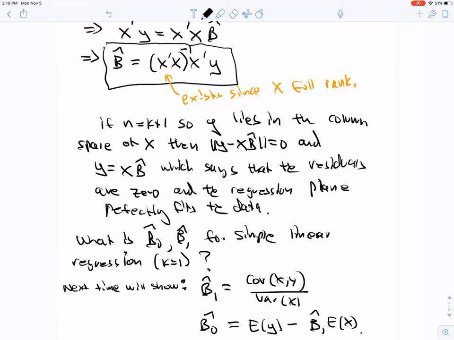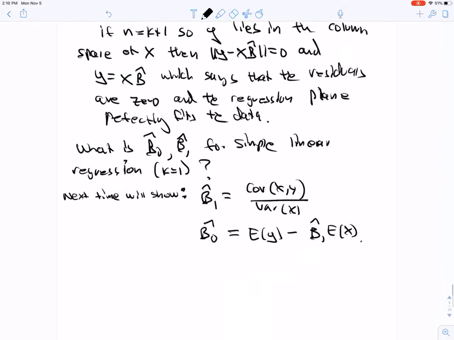In the special case when n is k plus 1, y lies in the column space of X, and so the norm is 0, which implies that y is X beta hat, which says that the residuals are 0 and the regression plane perfectly fits your data.